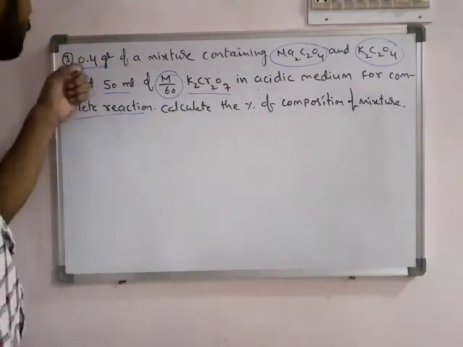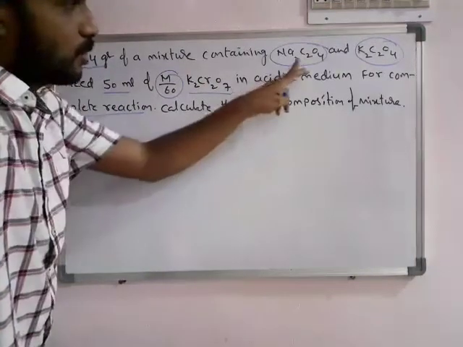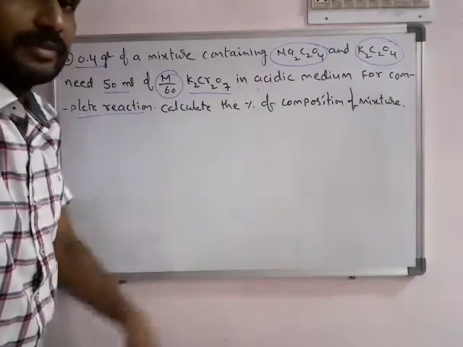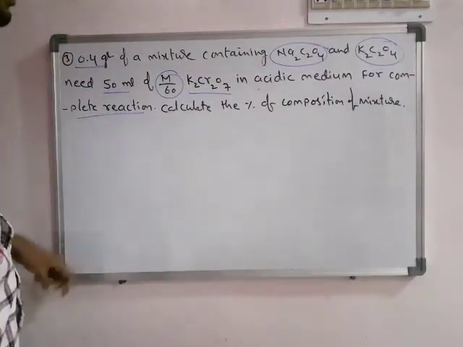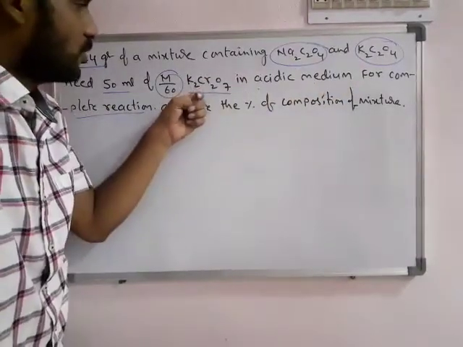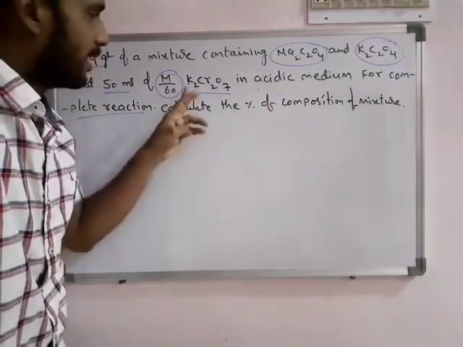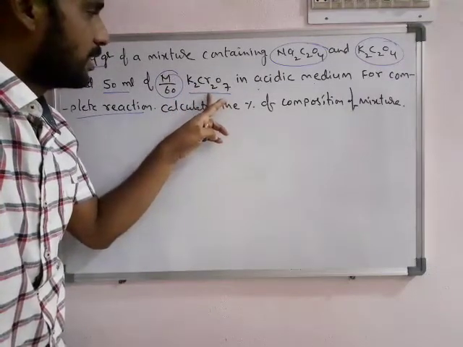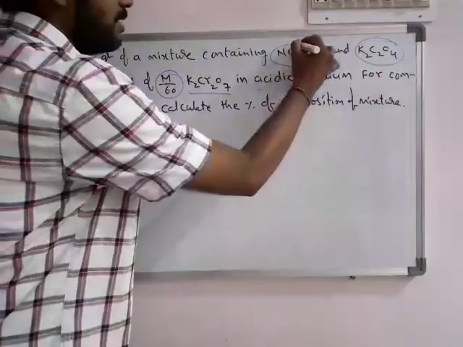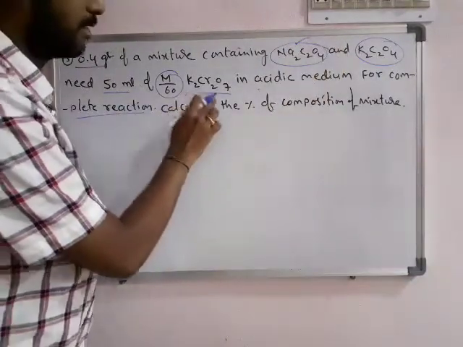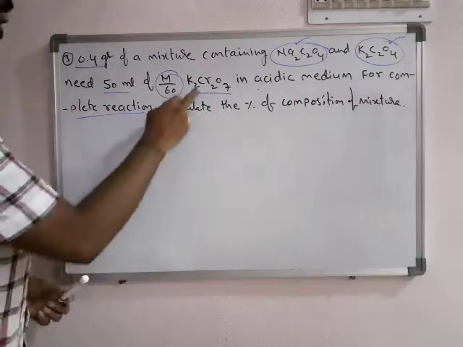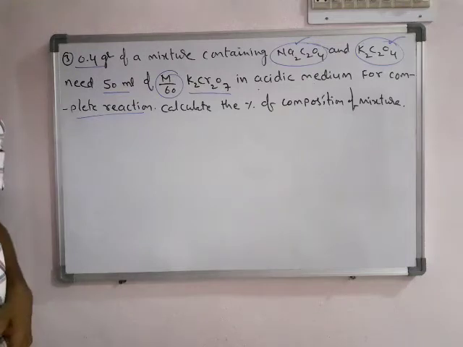I am given 0.4 gram mixture. How much percentage of sodium oxalate is there, how much percentage of potassium oxalate is there, we have to find out. Okay, so here the important thing is, do these two react with the K2Cr2O7 or not. K2Cr2O7, we know it is a best oxidizing agent. So sodium oxalate reacts with potassium dichromate. Potassium oxalate also reacts with this potassium dichromate.